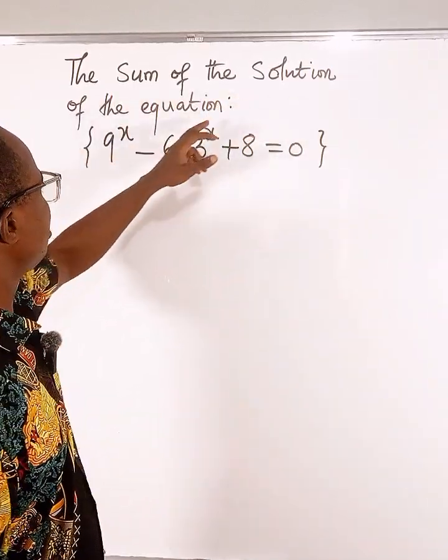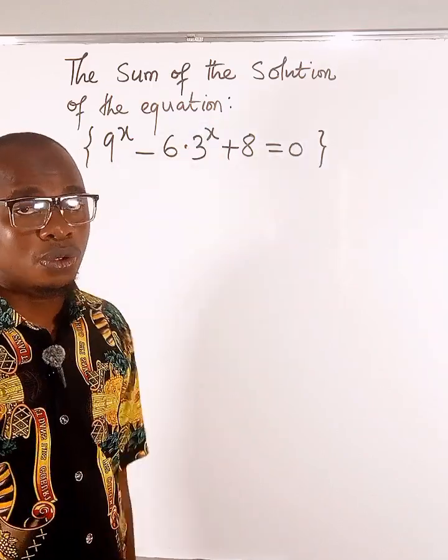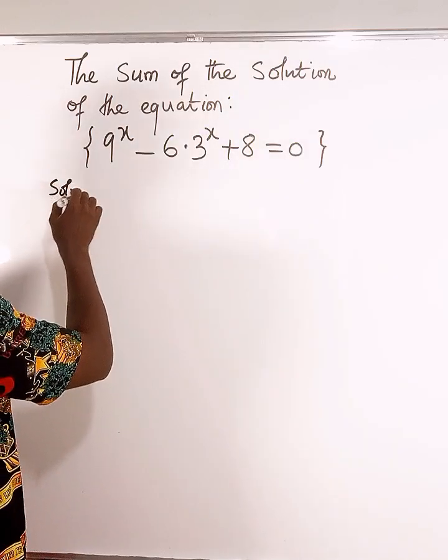The sum of the solutions of the equation 9 to the power of x minus 6 times 3 to the power of x plus 8 equals 0. As you can see, this is an exponential equation. Now let's see how we are going to solve it.